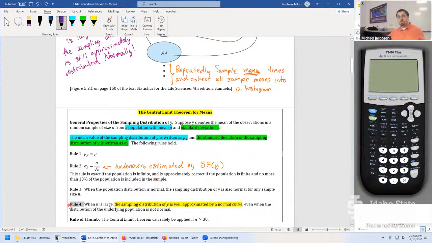So rule 4 says, if your sample size is large enough, which is a hard question to answer, then no matter what the population is, y bar is well approximated by the normal distribution, or said this way, by a normal curve. So that's the big statement. That's what's being said here in purple.